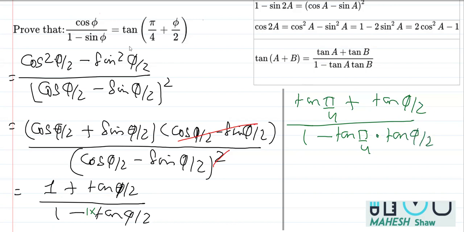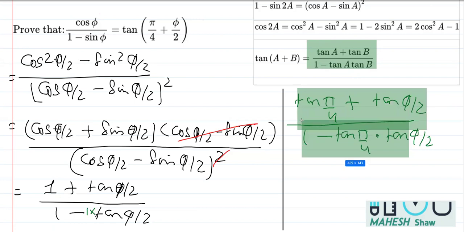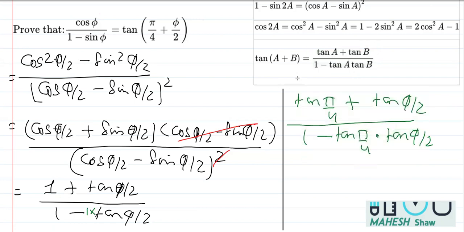Now you can check here that we got this in the form of tan A plus tan B over 1 minus tan A tan B, that is equal to tan of A plus B. That means I can write this as tan of A plus B, where A is pi by 4 and B is phi by 2. We can say this is equal to the RHS.